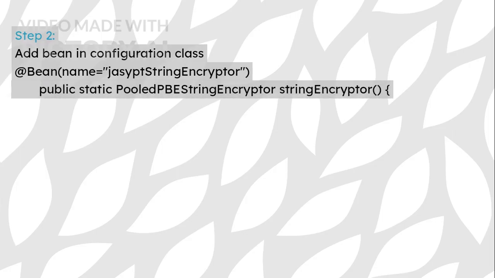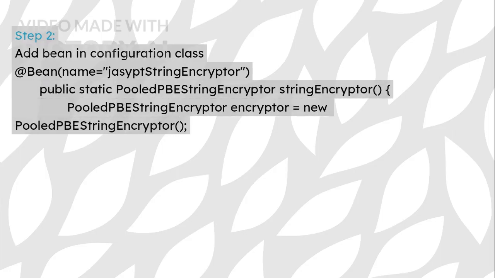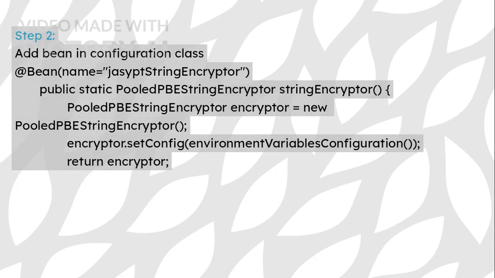In step 2, you have to create a bean of this library. So here you can see I have created a bean for this library and added that bean into our configuration class. This will help Spring to create an object for this library and make it available inside your project.